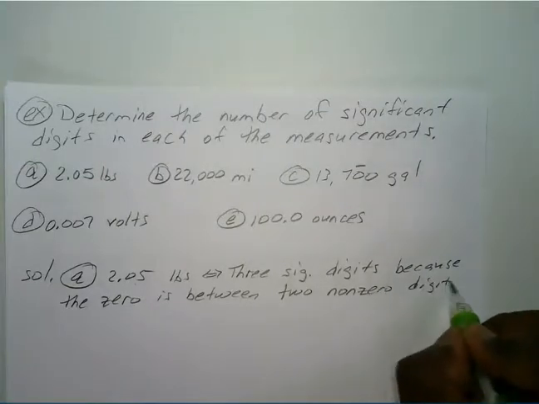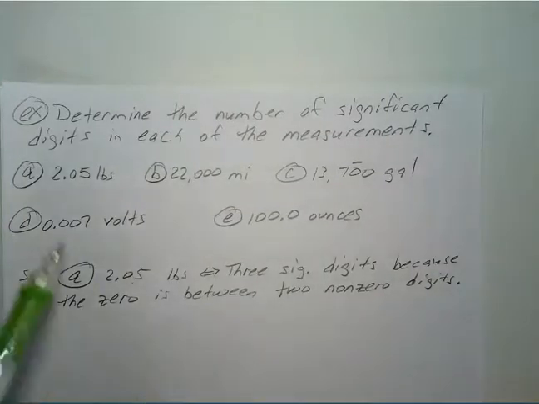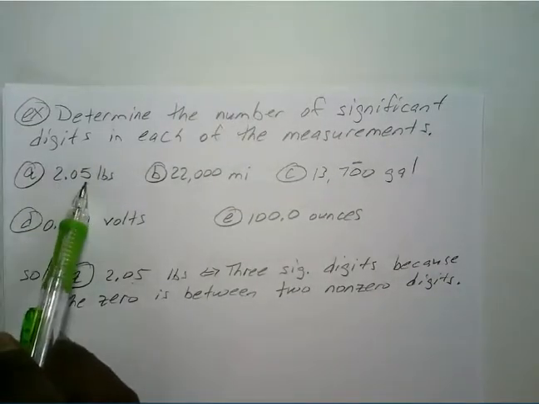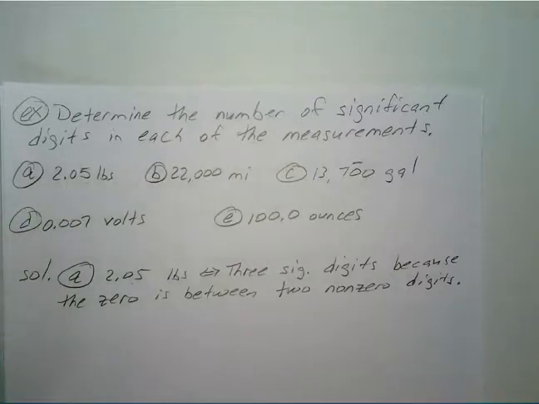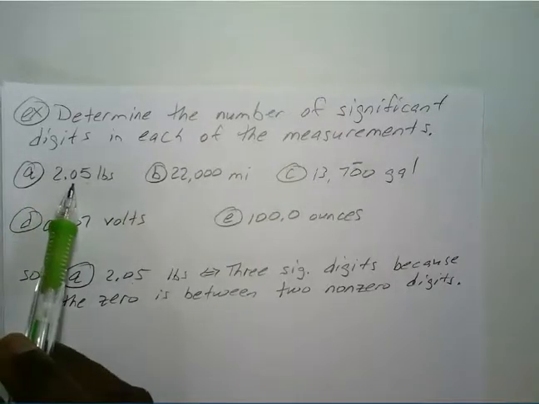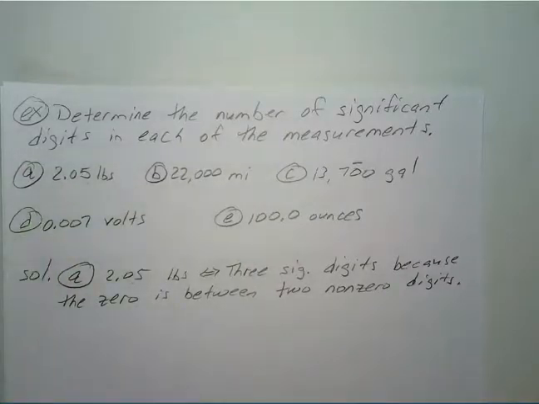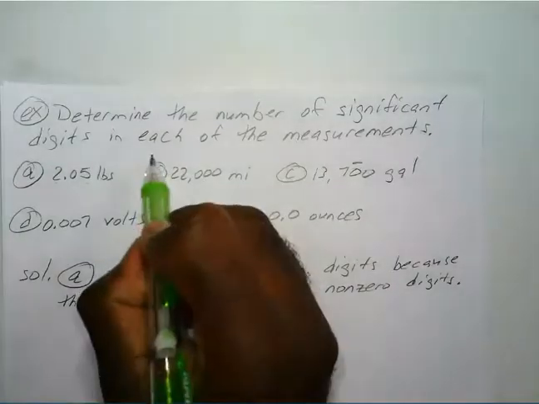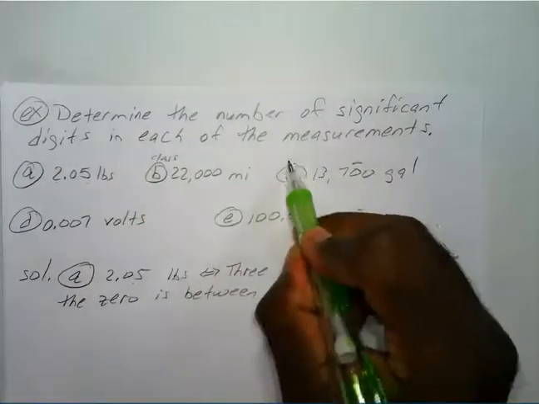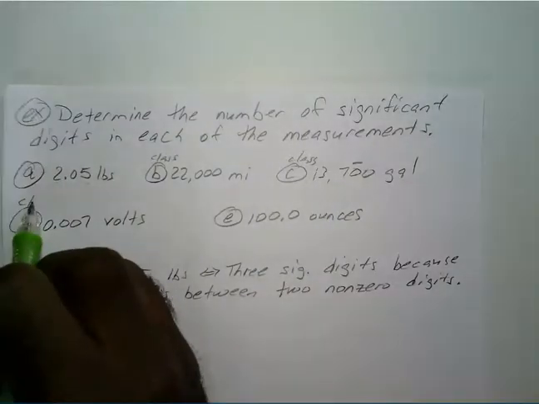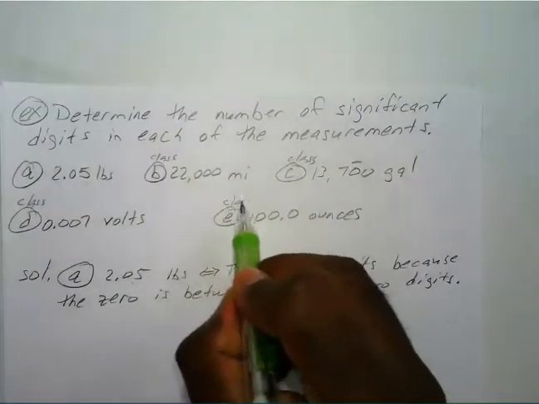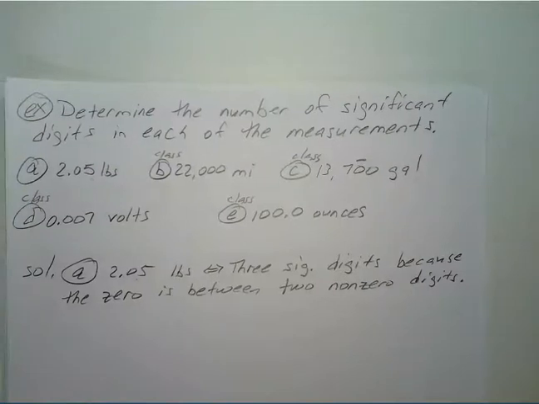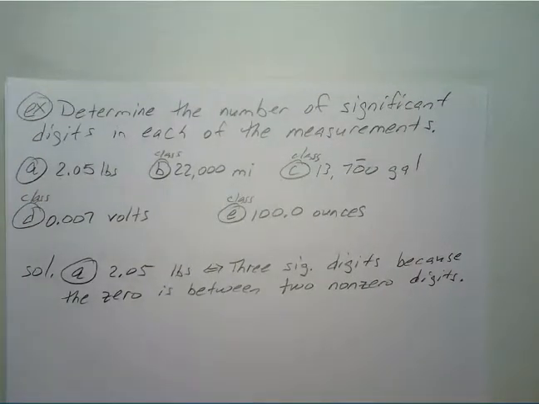Okay, so remember, when you have non-zero digits, any non-zero digits are automatically significant. But if you have a zero between those non-zero digits, then that's also significant. All right, so what I want you to do is for B, C, D, and E, I want you to press pause and try to solve those using the rules for significant digits on the previous page.